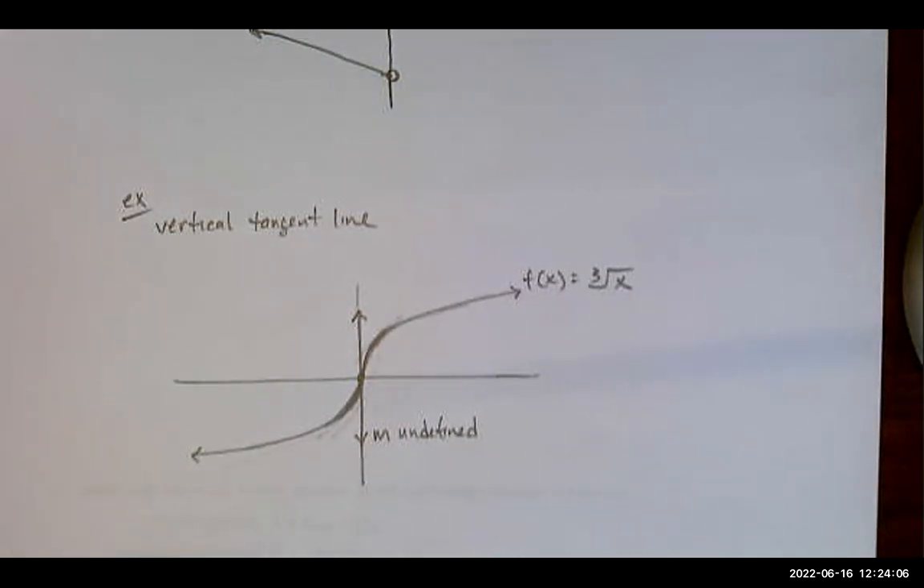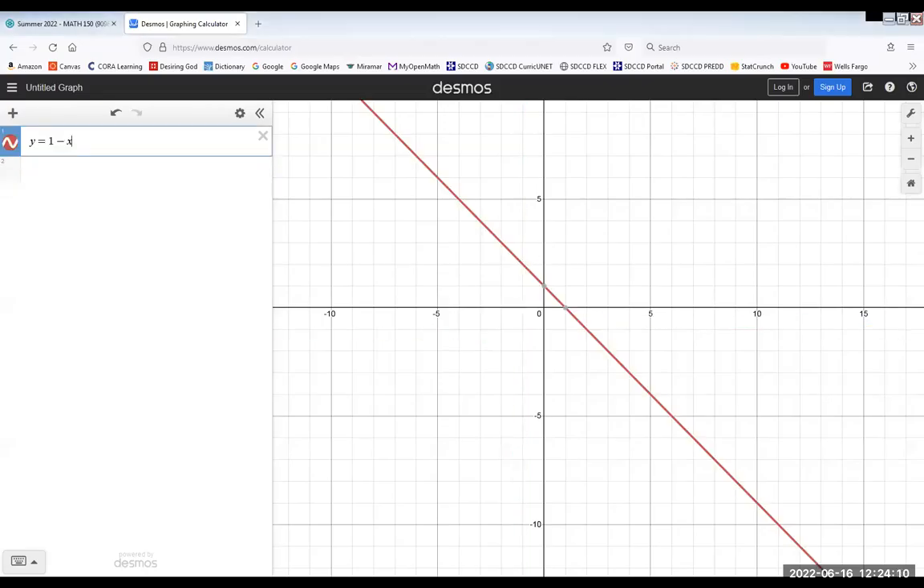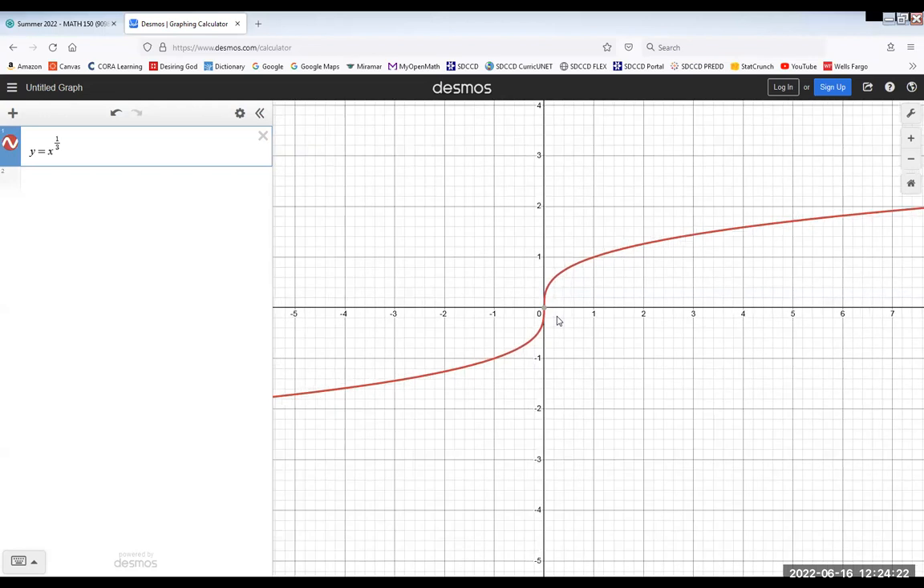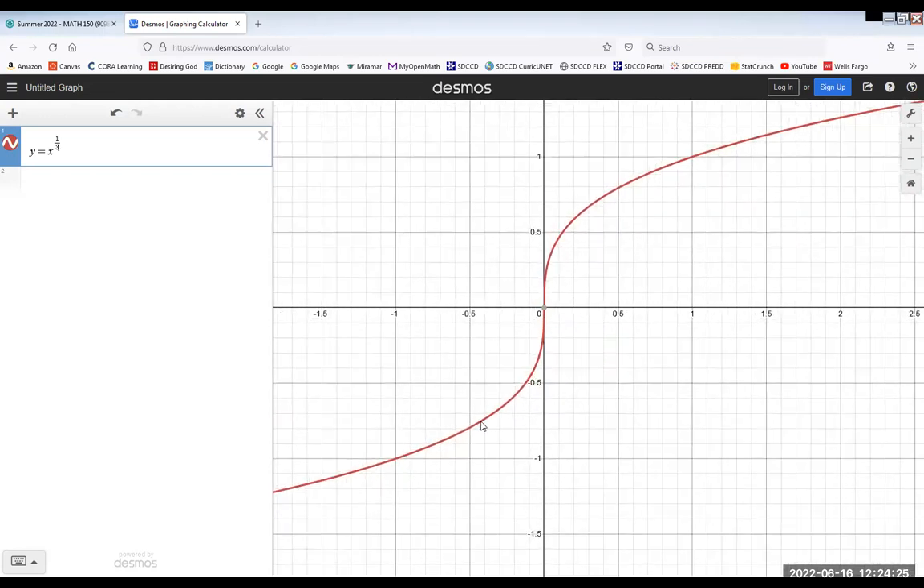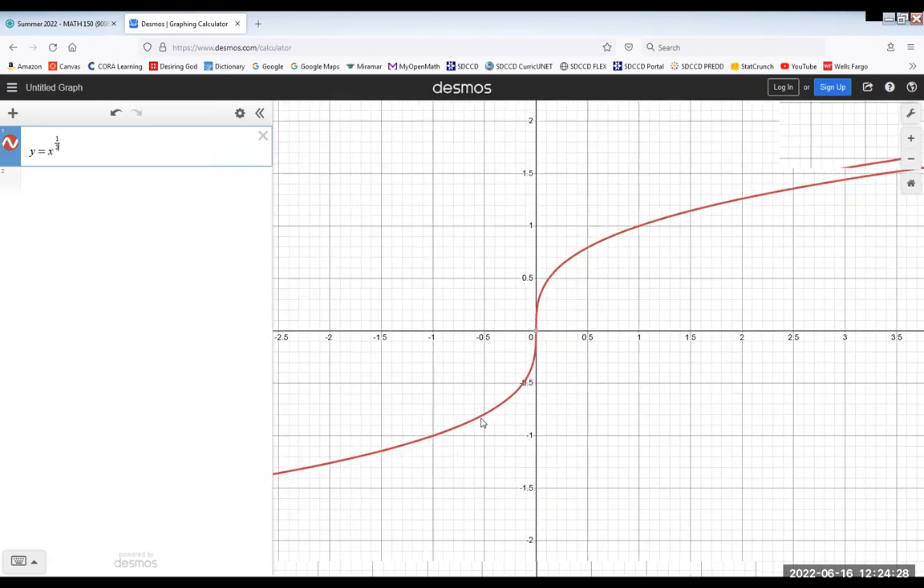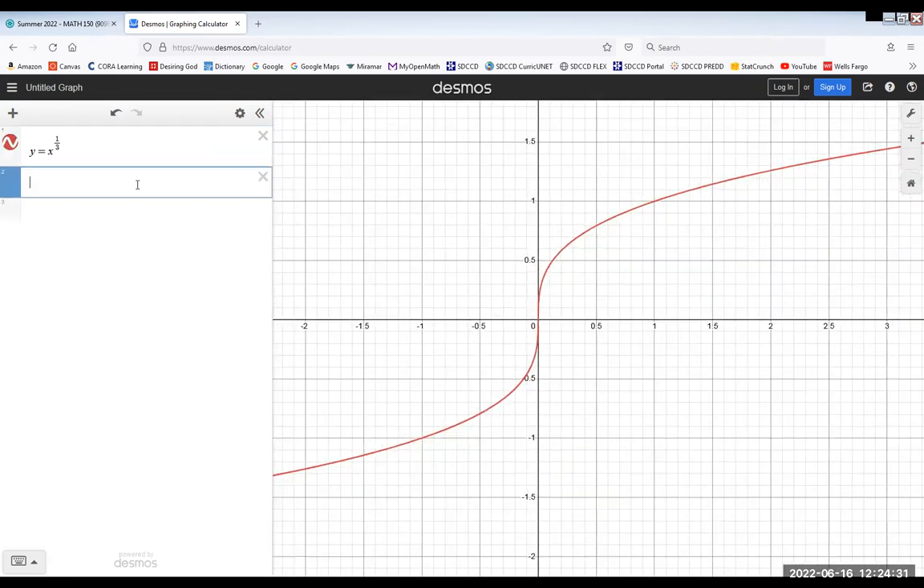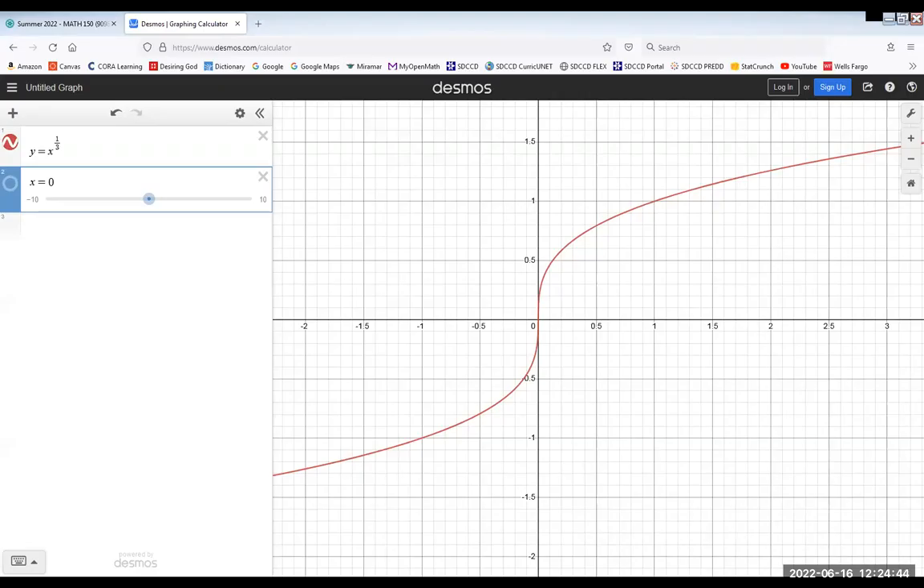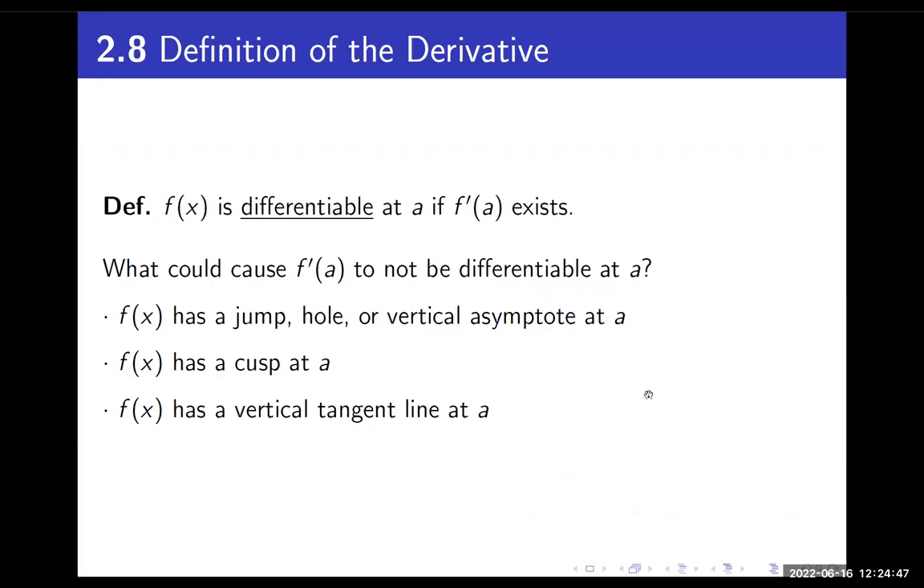Maybe I can graph this. I think I just have to say x to the 1/3. There it is. That's a much better graph. And now you can really see it there at the origin of the cube root. That tangent line is perfectly vertical just for an instant. So there you go. A vertical tangent line at A would cause your function to not be differentiable either.